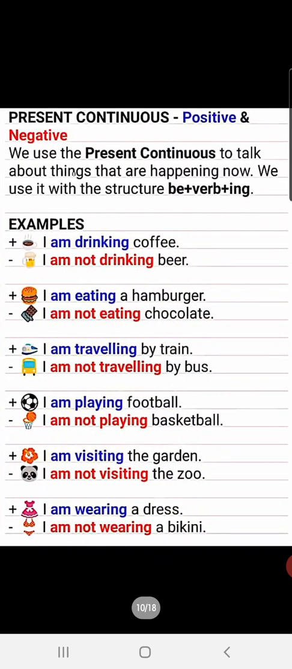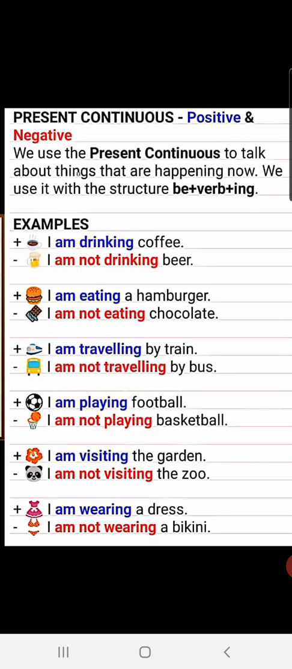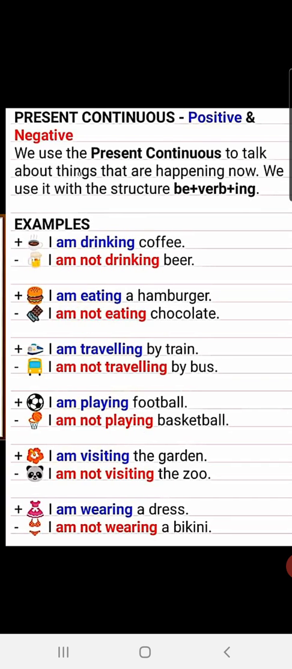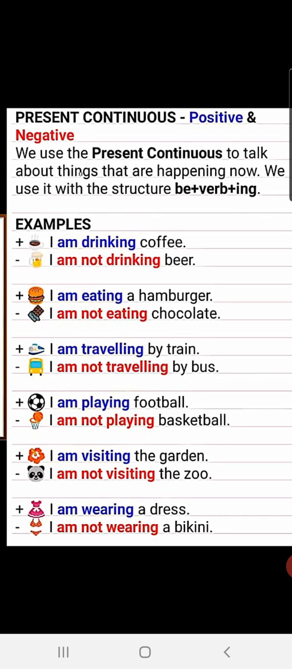Alright? Okay, now let us see some more examples where the verb is in continuous tense. We use the continuous tense to talk about things that are happening now. We use it with the structure be plus verb plus ing. Children, be, I told you, be represents helping verbs. Is, am, are, was, were. Remember, we did this when we were doing helping verbs? Yes, correct.